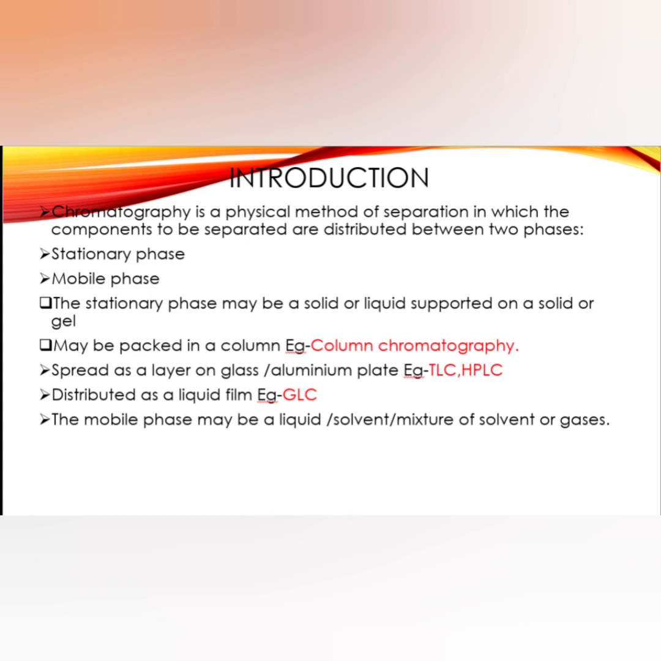It may be packed in a column, example column chromatography. Spread as a layer on glass or aluminum plate, example TLC, HPLC. Distributed as a liquid film, example GLC. The mobile phase may be a liquid, solvent or mixture of solvents, or gases.